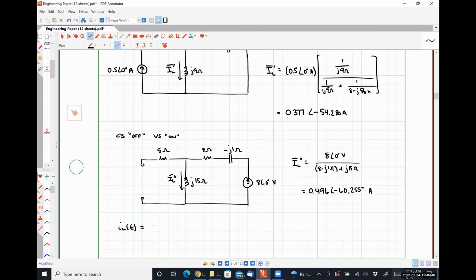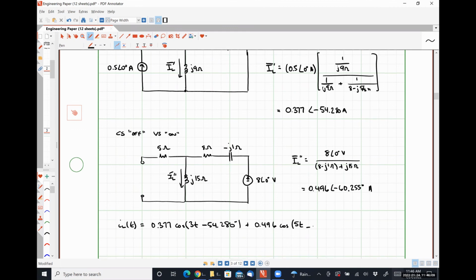IL of t is 0.377 cosine 3t minus 54.280 degrees plus 0.496 cosine 5t minus 60.255 degrees amps.